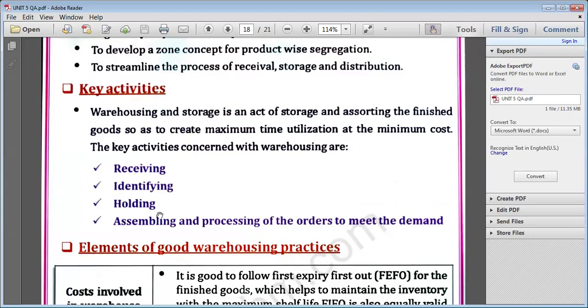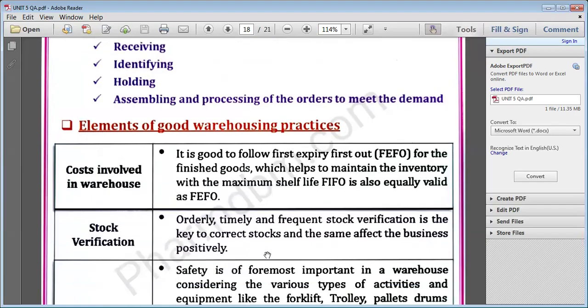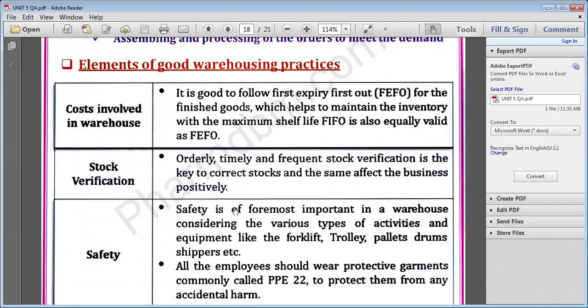Coming to the elements of good warehousing practices, cost involved in warehousing: it is good to follow the rule of FIFO, first in, first out, or first expiry, first out for the finished goods, which helps to maintain the inventory with the maximum shelf life. And stock verification: orderly, timely, and frequent stock verification is the key to success for proper good warehousing practices and which may affect the business positively.